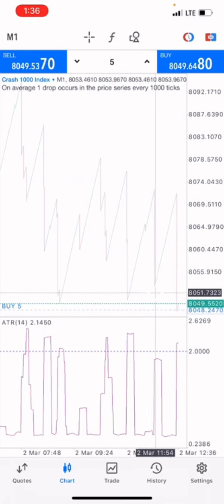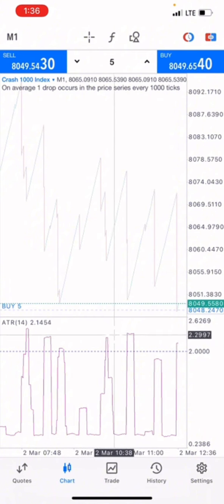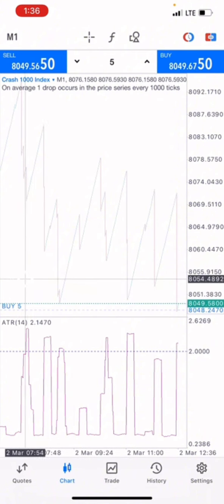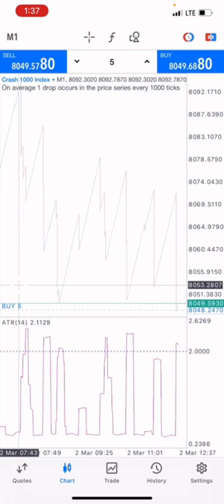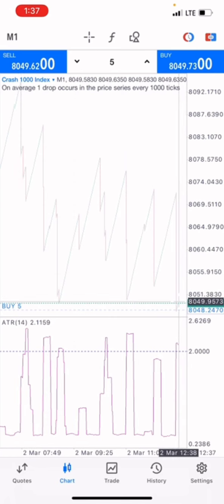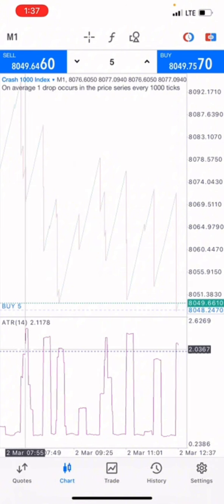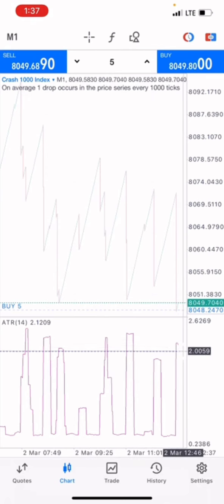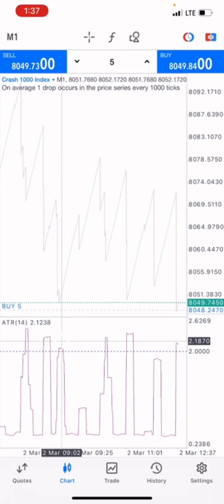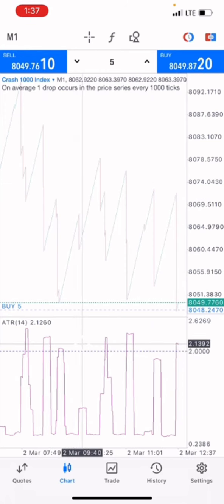You don't need to be greedy, because you will always look at it. Look at the time frame. This is the 2nd of March, from 7 o'clock to 12 o'clock. Look at the opportunities you had. 1, 2, count with me, guys, 3, 4, 5, 6 opportunities from 7 to 12, which is 5 hours. You have 6 opportunities to take this thing.